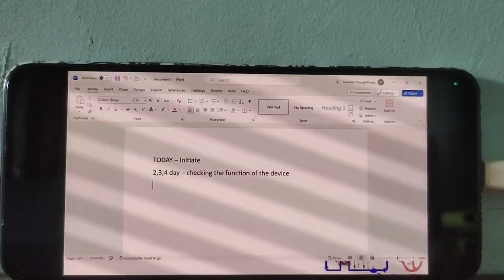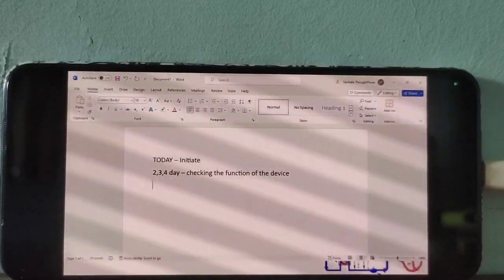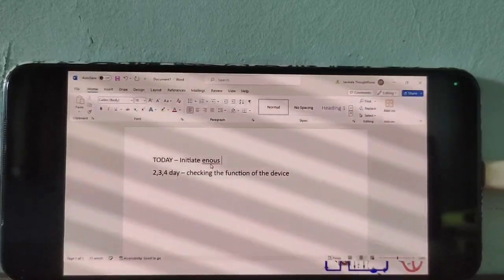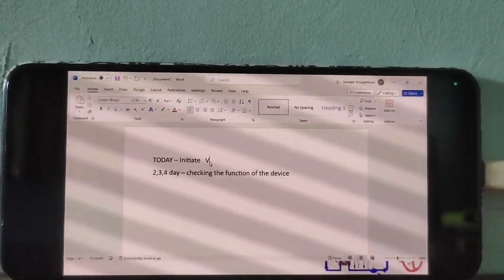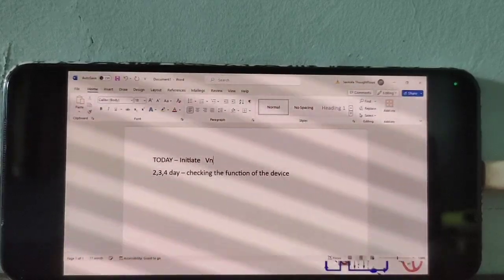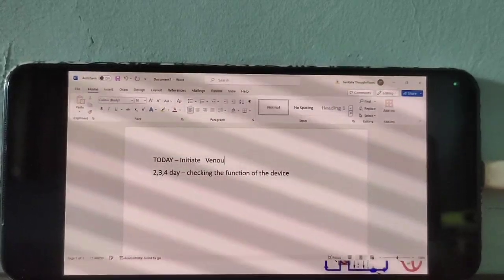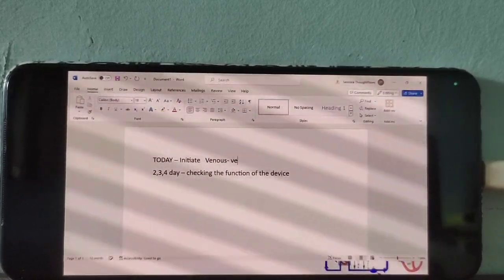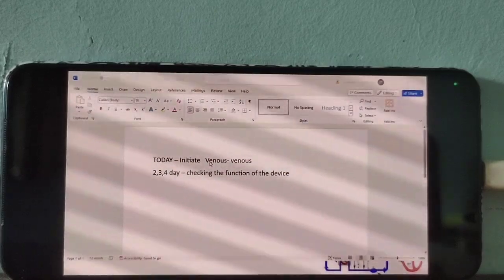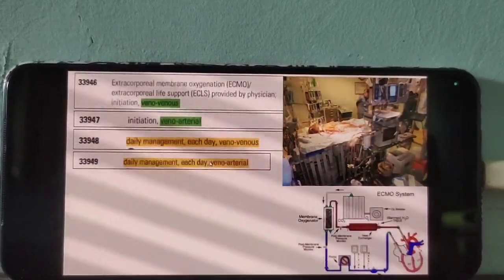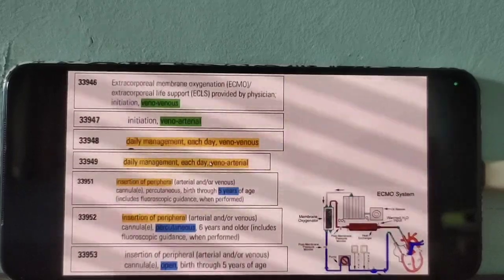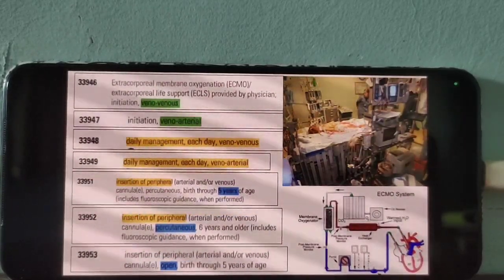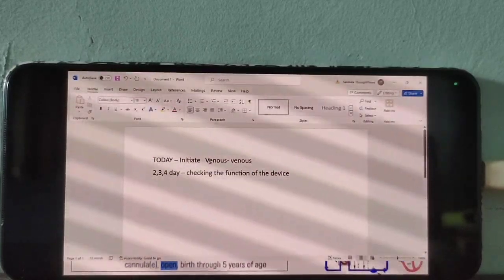Now, how can we report the code section for this scenario? Here the location is vein to vein, veno-venous. Now what is the code section? 33946 and 33948 into 3.